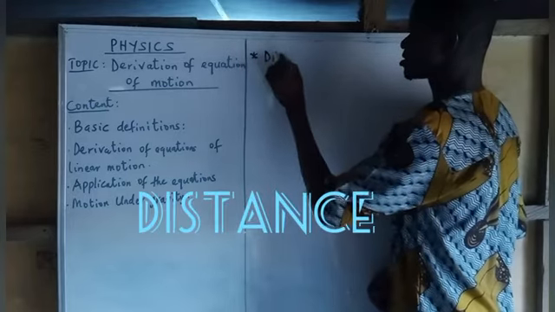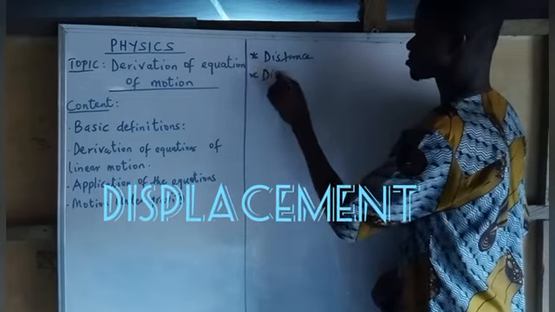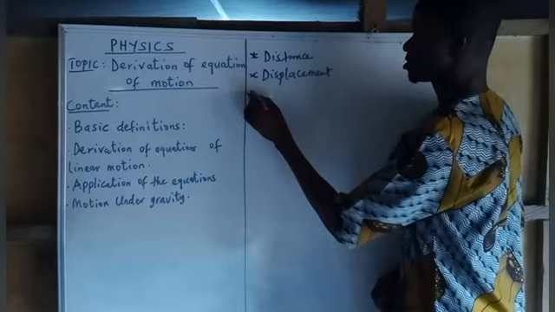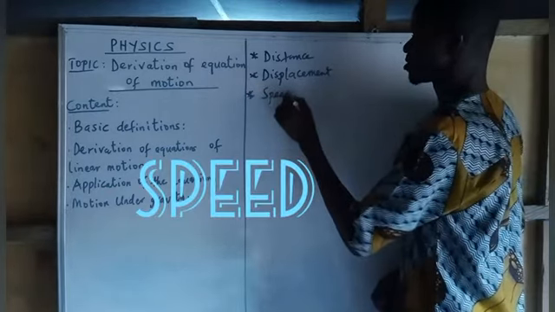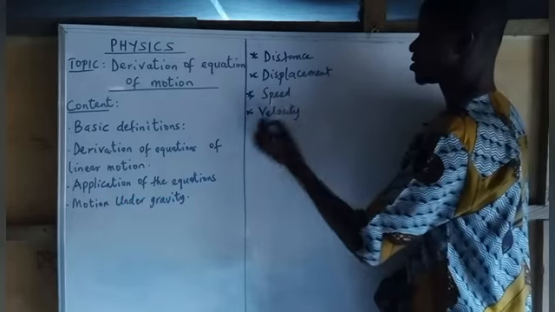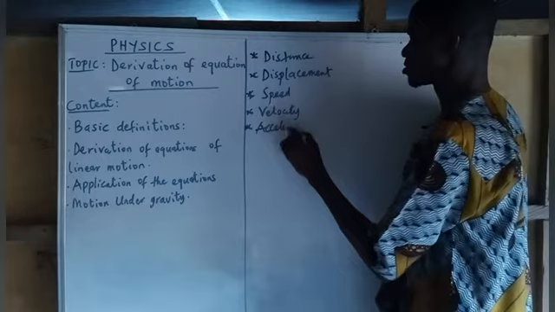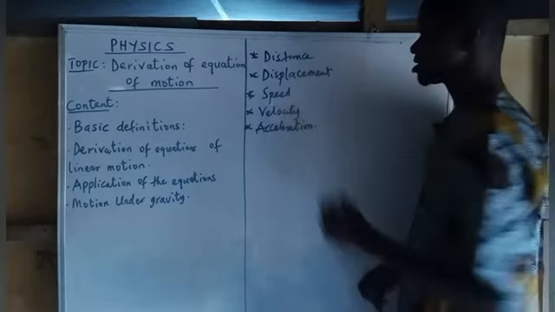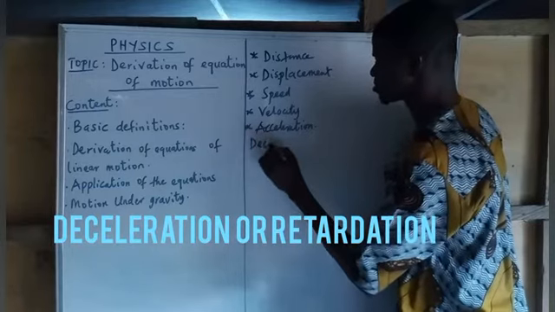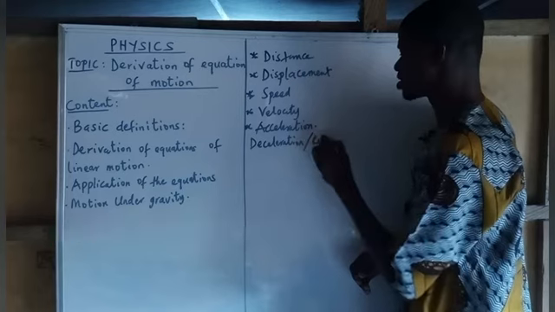1, distance. 2, displacement. 3, speed. 4, velocity. Then 5, we'll be looking at acceleration. And under this acceleration, we have also deceleration or retardation.